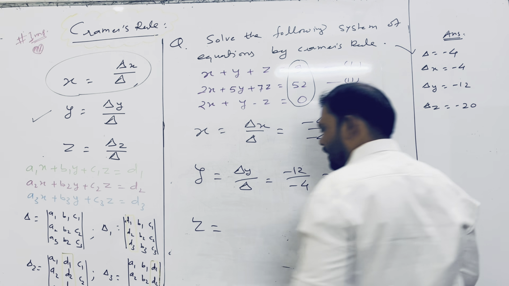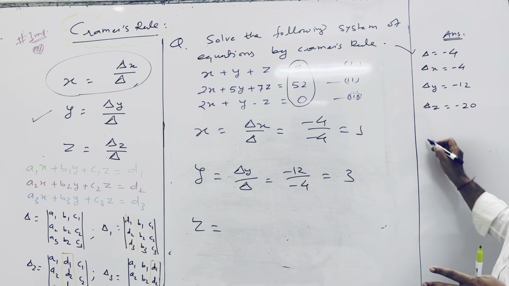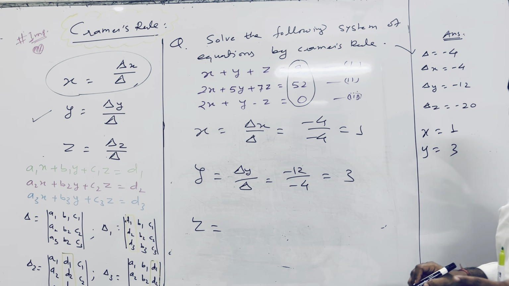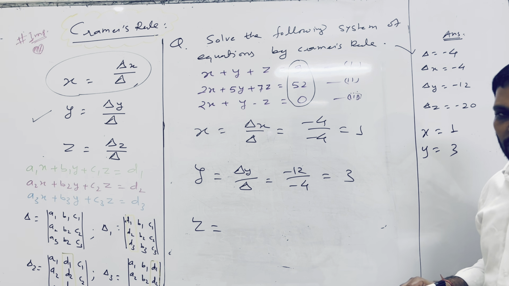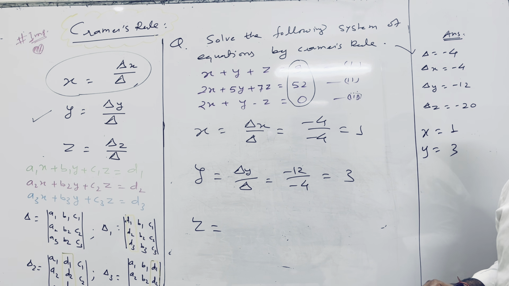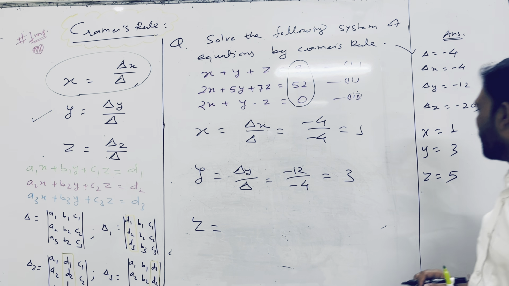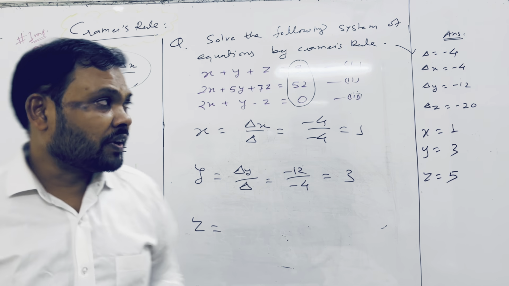So the final answer will be x is equal to 1, y is equal to 3. Just pause the video and calculate the value of z. Done. So z you will get is equal to 5 here, because 4 5s are 20. Now you can verify these values also.